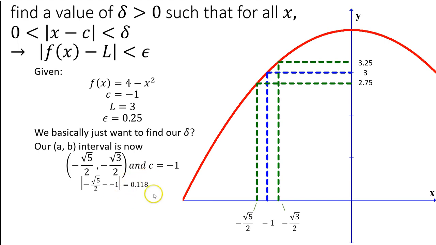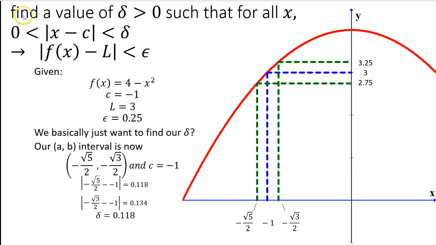Notice I simplified this to decimals to make it a little bit easier. The distance between A and C is 0.118. The difference between B and C is 0.134. Again, go back to what we did originally. We take the smaller of these two, so we're going to take this 0.118. That is our delta.